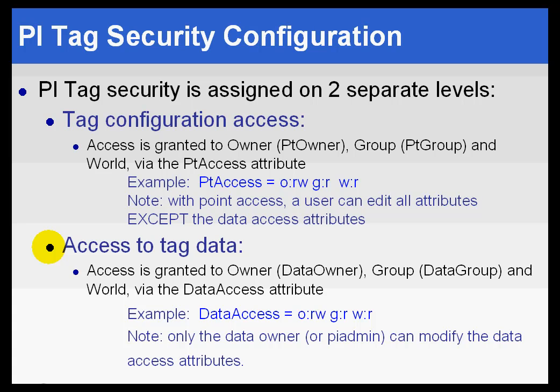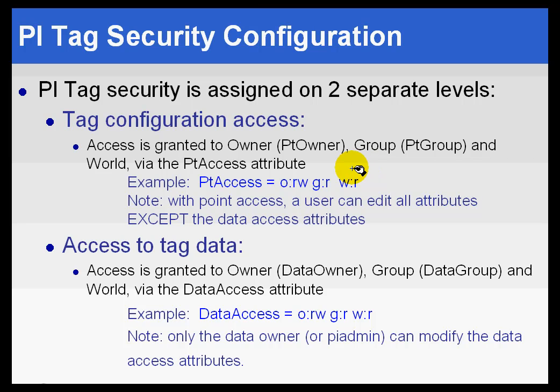Now, we do that using a couple of fairly straightforward concepts that you may have seen in other systems like Pi. We associate with each tag an owner, and we can also associate a group of users who are associated with that. And then anybody who is not in those two groups is known as the world. So anybody who is not the owner or not in the group basically has world access.